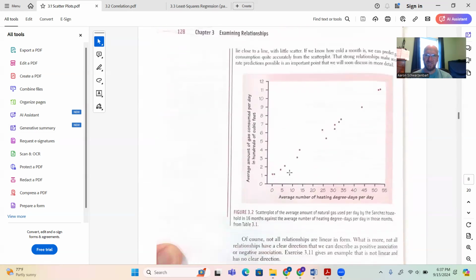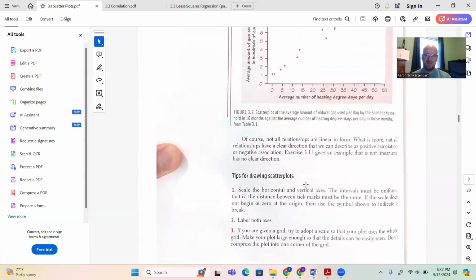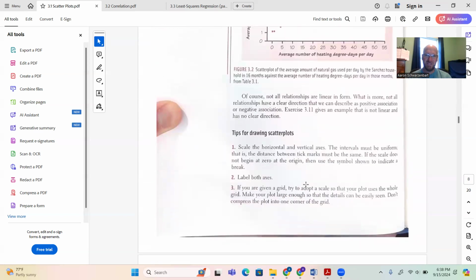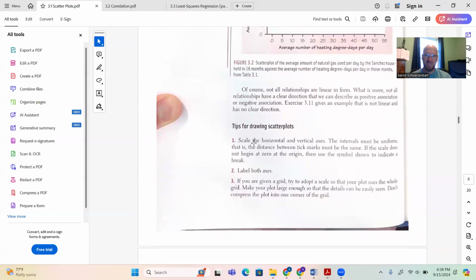So this is their scatter plot. Shows a pretty linear relationship between average number of degree days per month, or basically how much do you need to run the heat, how cold is it, and the amount of gas used. Not all relationships are linear. Tips for drawing a scatter plot.